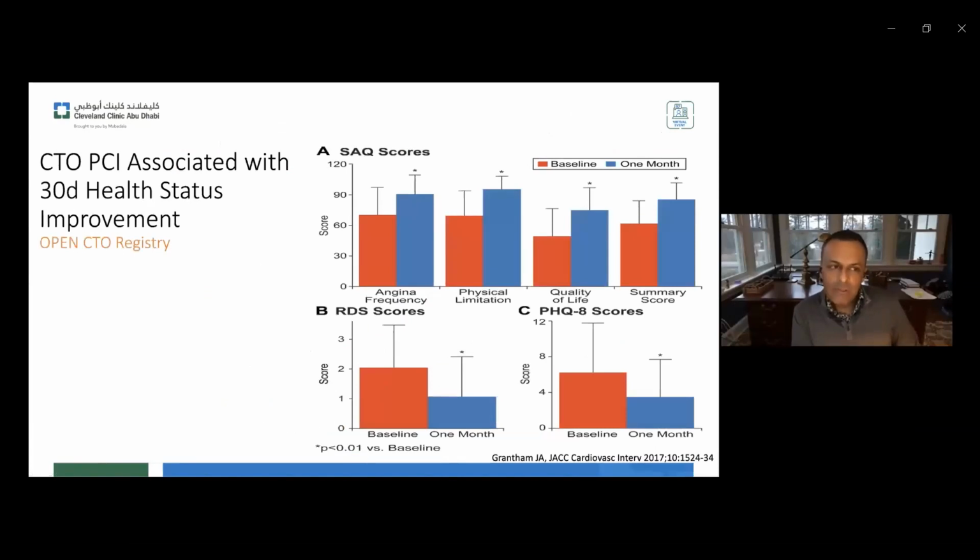What happens when you treat a CTO? So the Open CTO Registry, which is a large prospective adjudicated trial done in the United States, showed that 30-day clinical outcomes demonstrate an improvement in quality of life and angina burden scores after successful CTO PCI.